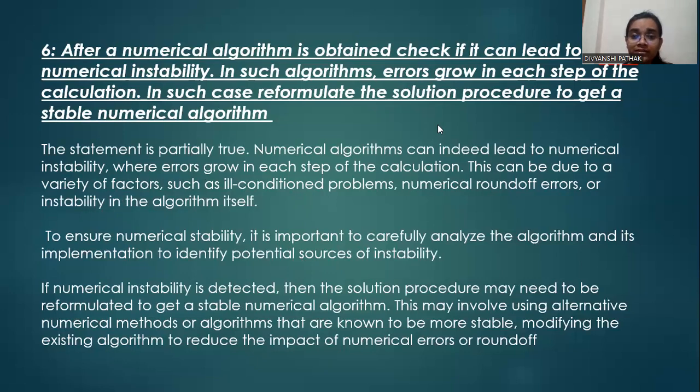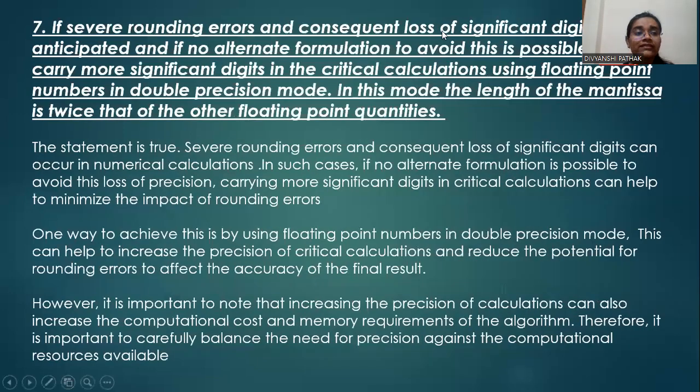Now, question number 7. Question number 7 says that if severe rounding errors and consequent loss of significant digits is anticipated, and if no alternate formulation to avoid this is possible, then carry more significant digits in critical calculation using floating point numbers and double precision mode. In this mode, the length of mantissa is twice than the other floating point quantity. So this statement is true.